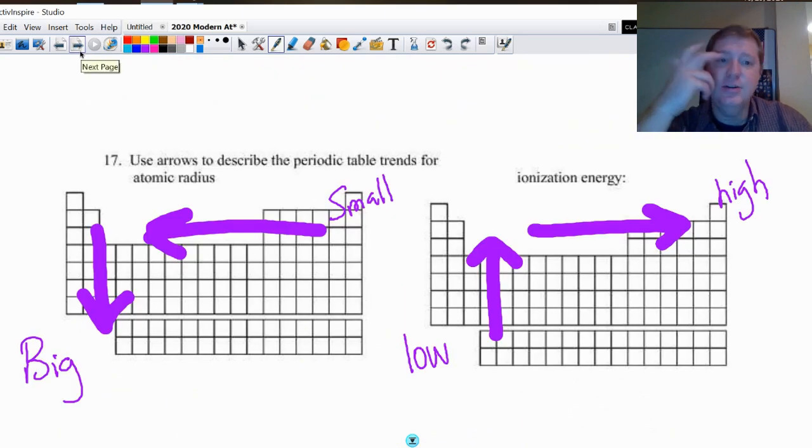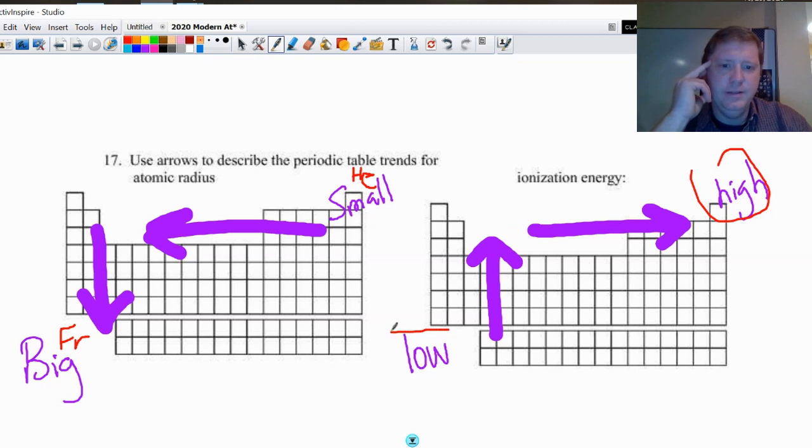And then this is that trend we were talking about earlier about atomic radius and ionization energy. He is the smallest. Helium is the smallest. And then francium is the biggest. He is high energy. Francium is low energy as far as ionization energy.